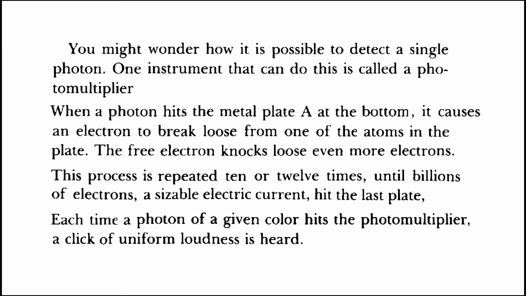Okay? To break loose from one of the atoms in the plate, the free electron knocks loose even more electrons. So we have now a cascade. A chain reaction, the electron knocks more electrons. This process is repeated 10 or 12 times until billions of electrons, what is he talking about, current? A sizable electric current hit the last plate. Each time a photon of a given color hits the photomultiplier, a click of uniform loudness is heard.